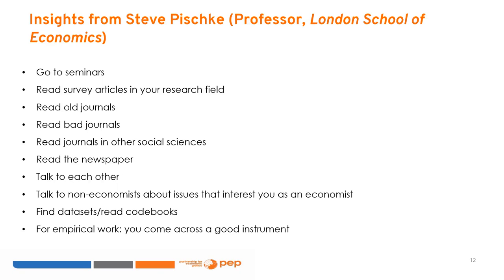Go to seminars. Read survey articles in your research field. Read old journals. Read bad journals because you might find something to improve on. Read journals in other social sciences. Read newspapers and specialized magazines. Talk to each other. And talk to non-economists about issues that interest you as an economist. And finally, find data sets and read codebooks.